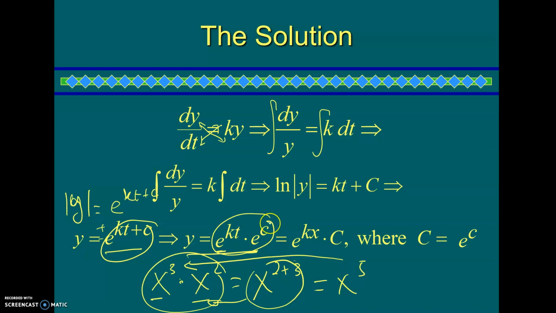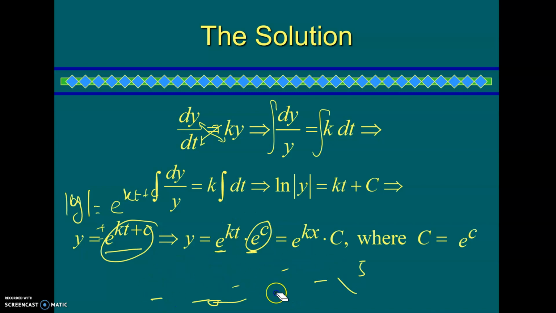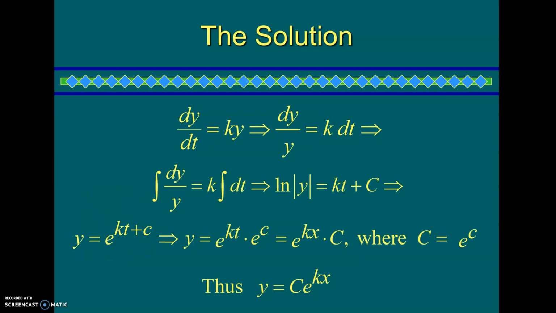Anyway, e to the c is just another constant, so we can just replace e to the c with a big old c. So that's what I'm saying right here. Let me erase this so I could have all my work come up in the PowerPoint. And so we say y is equal to some constant c times e to the kx. I just swapped out the t with an x, so don't freak out, because we always think of y as a function of x. Whatever, if you want to put t in there, go ahead.